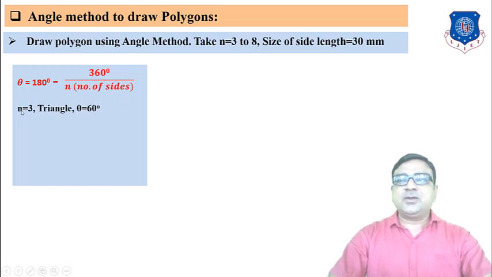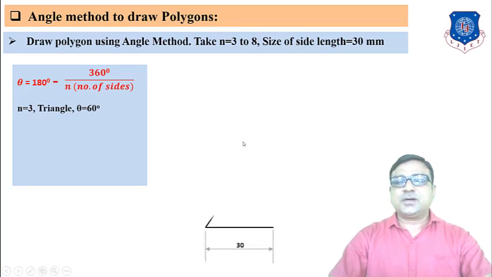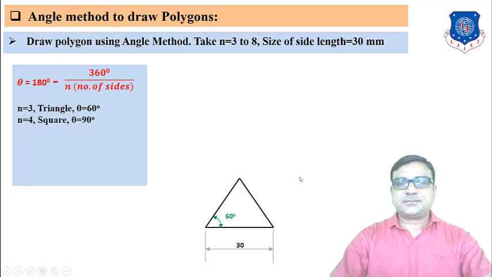For example, the value of n is equal to 3 for a triangle. So you can easily find theta is equal to 60 degrees. Draw one horizontal line. From this line, you have to draw 60 degrees from one end and draw another line. It is also 30 mm. From this point, also 30 mm and 60 degrees. So the included angle of these three sides is 60 degrees.